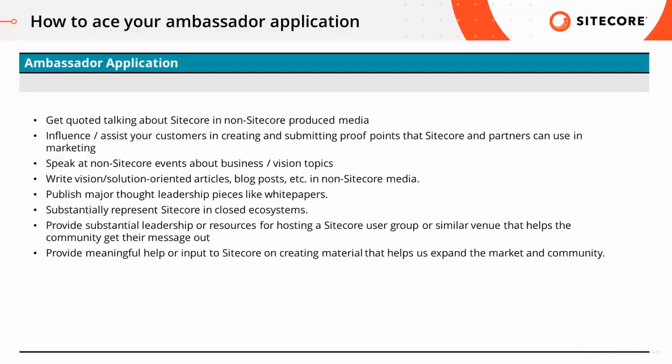solutions address those? Write vision or solution-oriented articles and blog posts in non-Sitecore media. The key thing here is think about where there are people in the world who don't know about Sitecore, who need to know about Sitecore, and find ways to take your messaging to those people. Publish major thought leadership pieces like white papers. These can be used in your own marketing. It's okay if they're minimally gated, for instance, requiring an email address, as long as they're high quality and are something that people would be apt to share with friends or colleagues, rather than something that has to be entirely pushed by a marketing group.